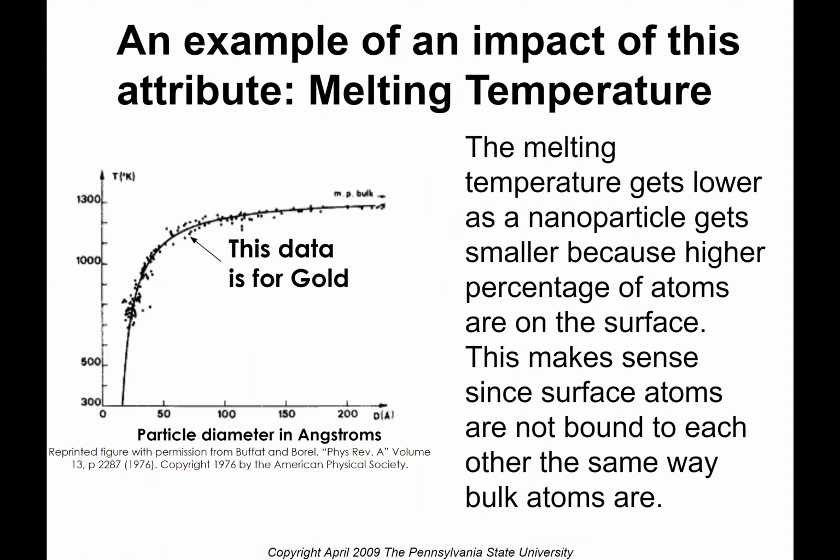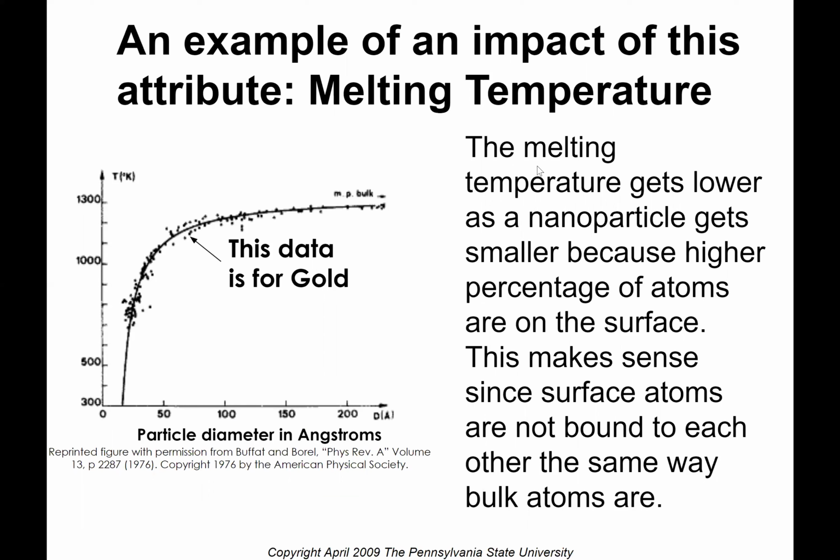Here's some specific data, an example of the impact of particle size on melting temperature for gold. You know that gold melts at a pretty high temperature. So here we're looking at roughly 1300 Kelvin, which would be about 1,000 degrees Celsius, give or take. If you get a particle of gold that's as small as about 20 nanometers, you bring the melting point down to about room temperature. So 273 Kelvin is equal to 0 degrees Celsius, and 300 Kelvin is about room temperature, give or take.